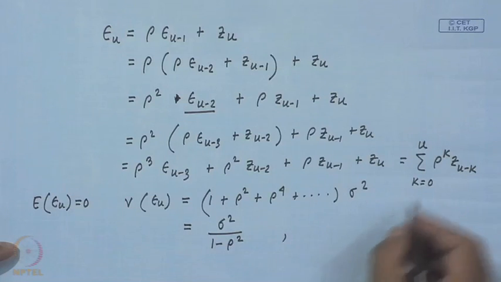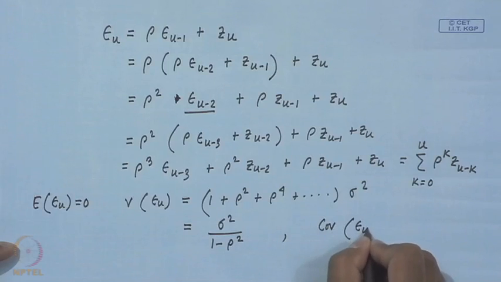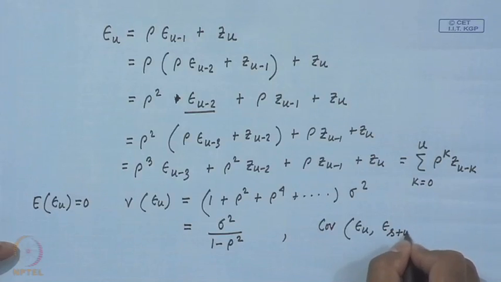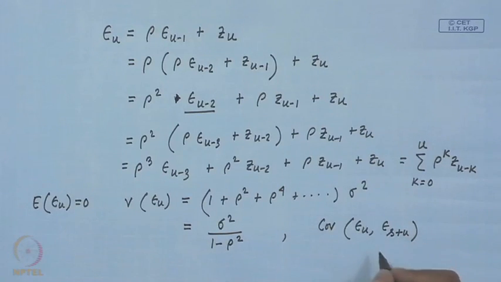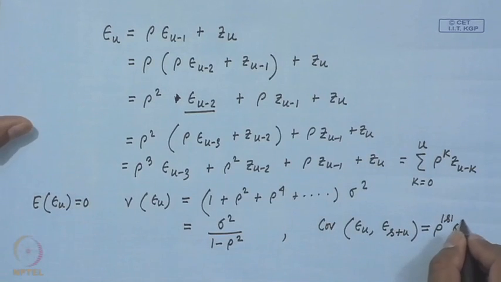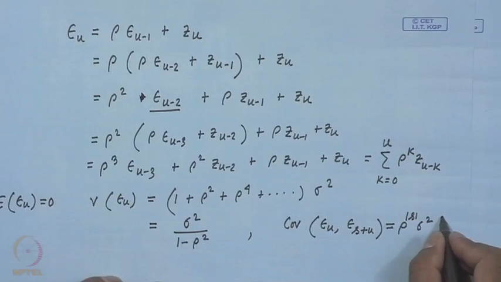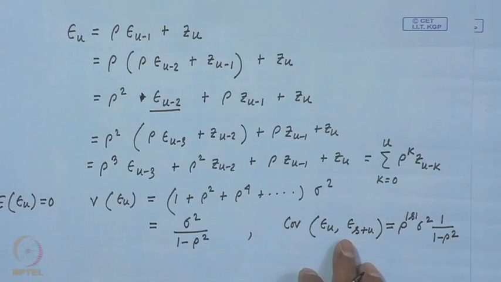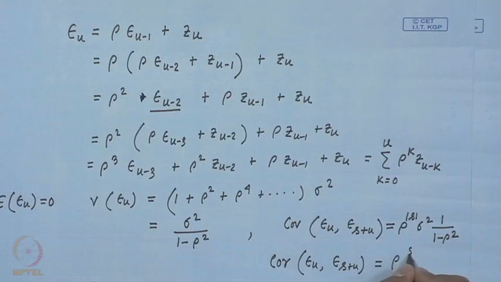Right. And similarly, you can check the covariance of epsilon u and epsilon s plus u. I am trying to find, if the errors are first order autoregressive, what the correlation is between epsilon u and epsilon s plus u. You can check that the covariance is equal to rho to the power of s times sigma square by 1 minus rho square. Since this is the covariance, clearly the correlation between epsilon u and epsilon s plus u is equal to rho to the power of s.